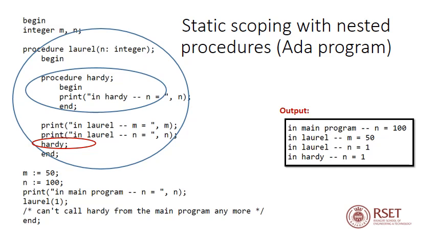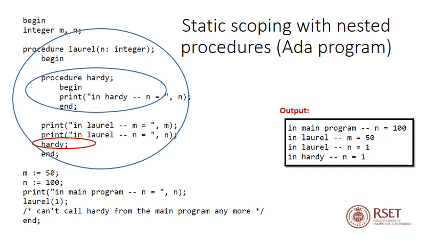Now it will check if there is a local declaration for variable n. There is no local declaration for variable n in Hardy, so it will look in the enclosing subroutine to see if there is a declaration for n there. We have a declaration for n there, so the value of that n will be taken up and n equal to 1 will be printed. Suppose n was not declared there, then we would take the value of the global variable n.